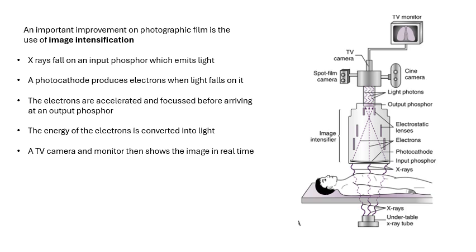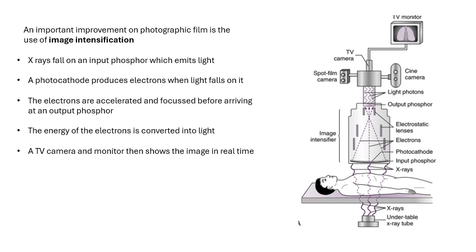An important improvement is image intensification. So what's happening on this diagram? X-rays fall on an input phosphor. Again, it's like a fluorescent screen, and that emits light. And then you've got photocathodes that produce electrons when the light falls on them. Then you accelerate the electrons with a big voltage and you focus them onto another phosphorescent screen, the output phosphor, and that converts the energy of the electrons into light. And then you can have a TV camera or photographic film. If it's a TV camera, you can see what's happening in real time inside the patient.